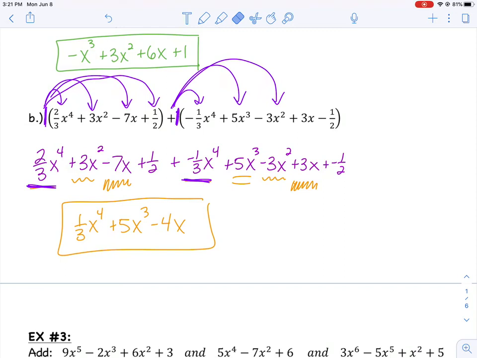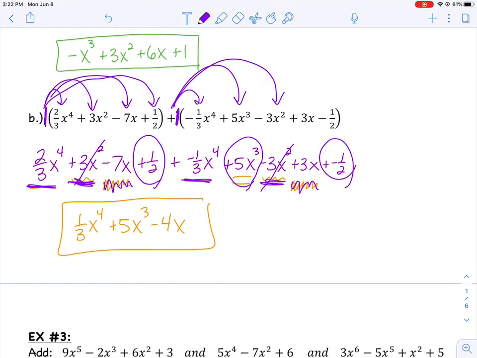I'm going to combine my x cubes. It looks like there's only one of them, this 5x cubed, so I'm just going to drop that down. I have a 3x squared and a -3x squared that kind of zero each other out. I have a -7x and a +3x. That gives me a -4x. And then I have a 1/2 and a -1/2. They zero each other out, and so I don't write that at the back. So my final answer is 1/3 x to the 4th plus 5x cubed minus 4x.